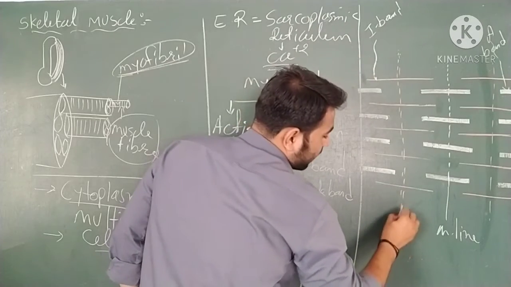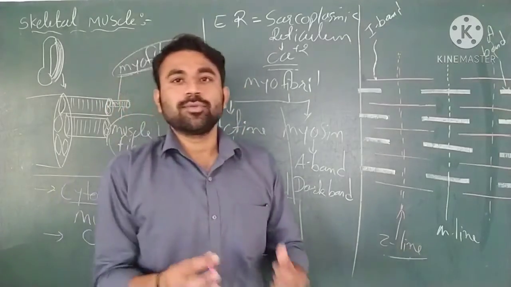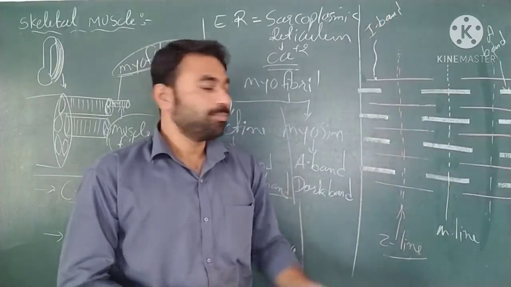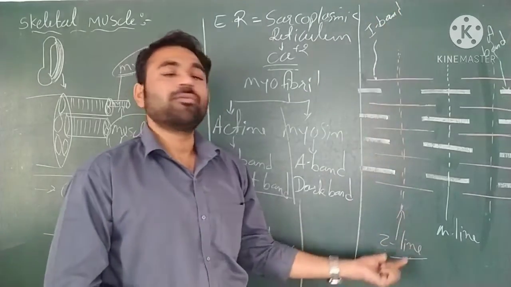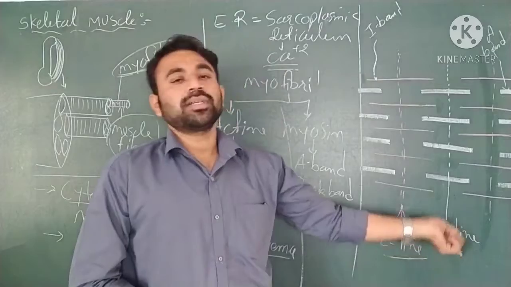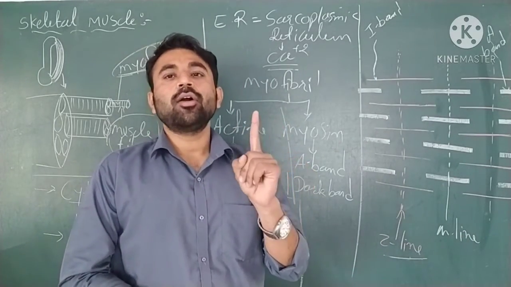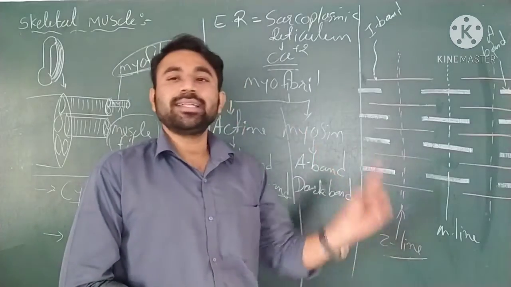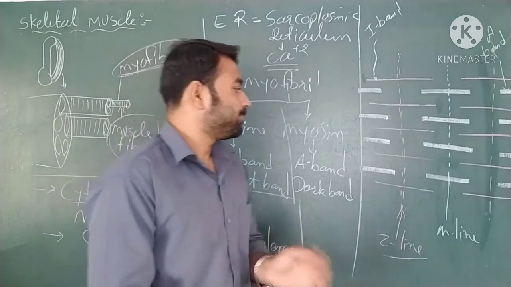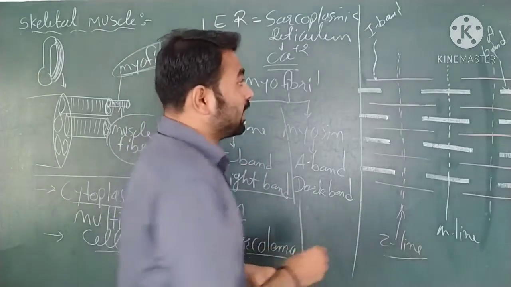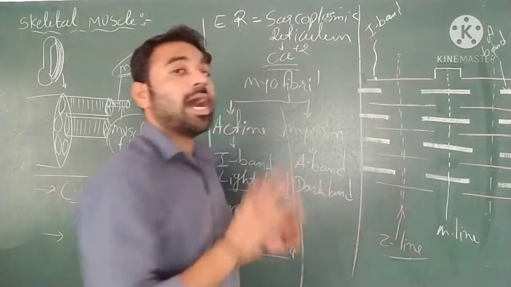So it's known as Z line, or you can say Krause membrane. It is a somewhat stretchable membrane-like structure. So Z line passes through the middle of I band, and M line passes through the middle of A band. So M line is the middle line of A band, and Z line is the middle line of I band. Just remember.